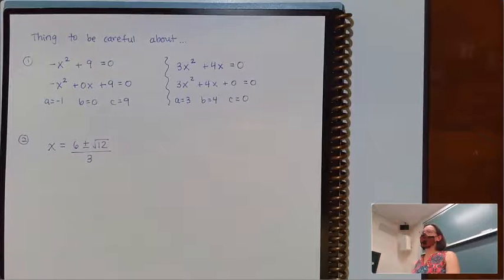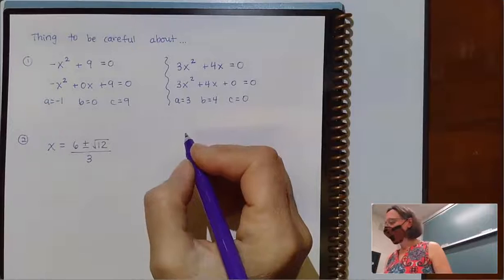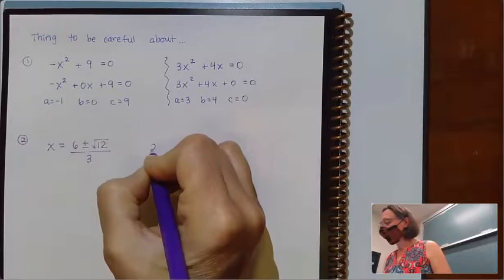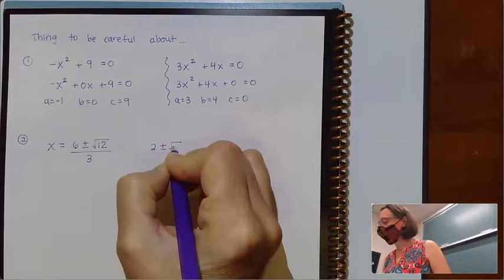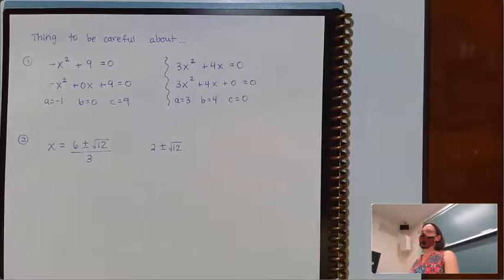Number one mistake someone is likely to make, hopefully not you, someone else in your class, would be to write this as 2 plus or minus the square root of 12. I'm not putting an equal sign there because they are not equal. What went wrong? Or how can I fix it?